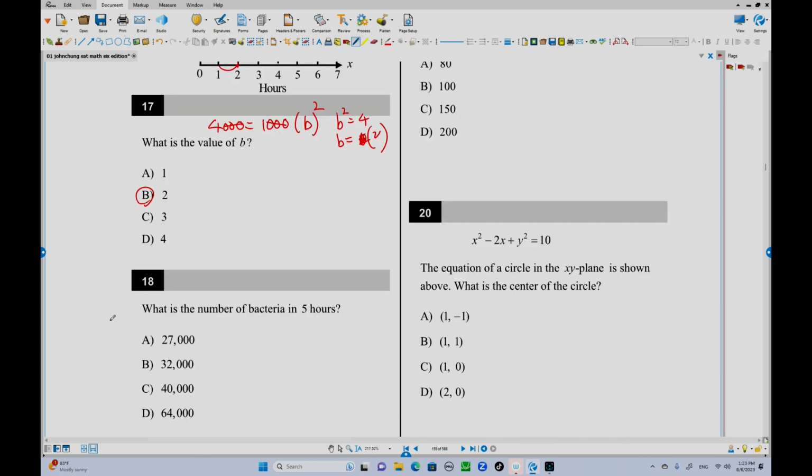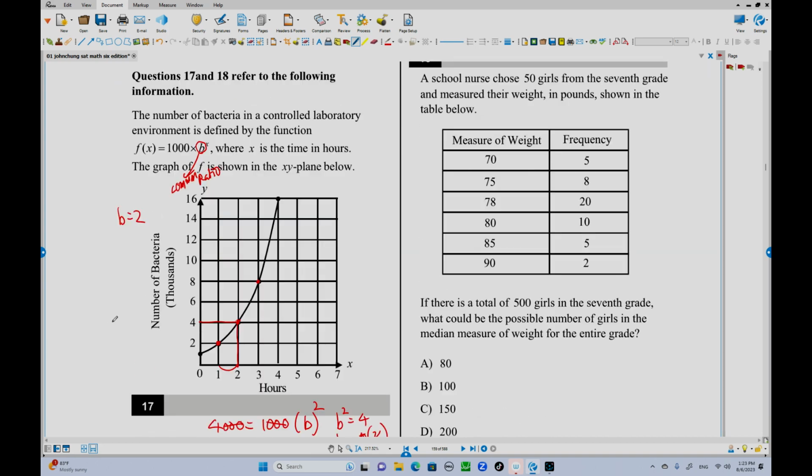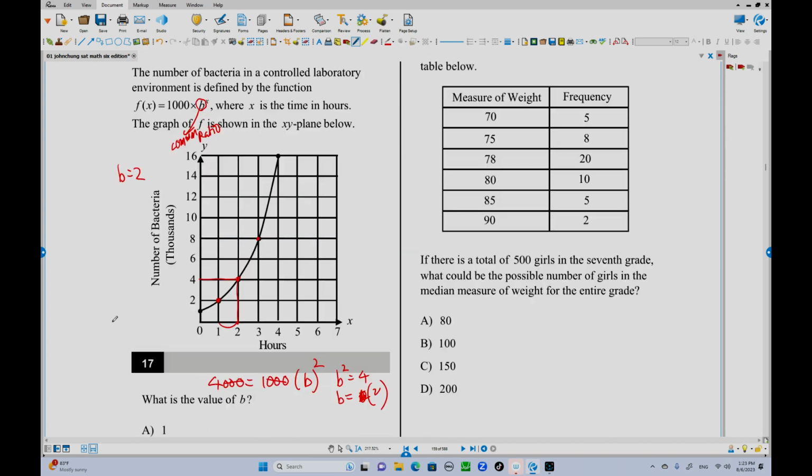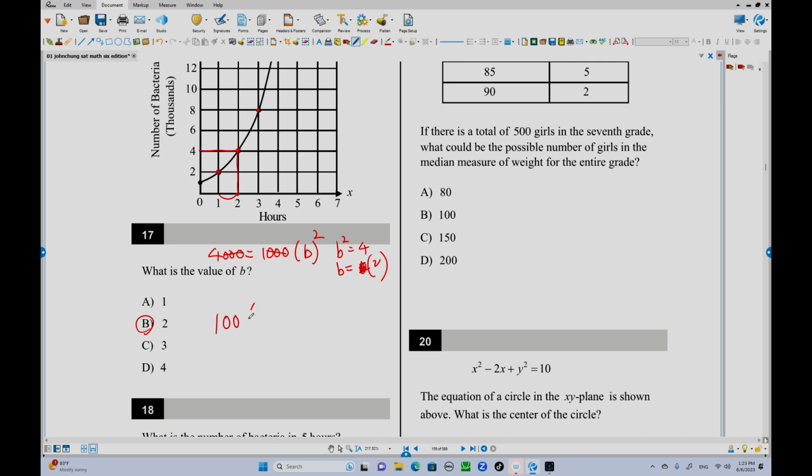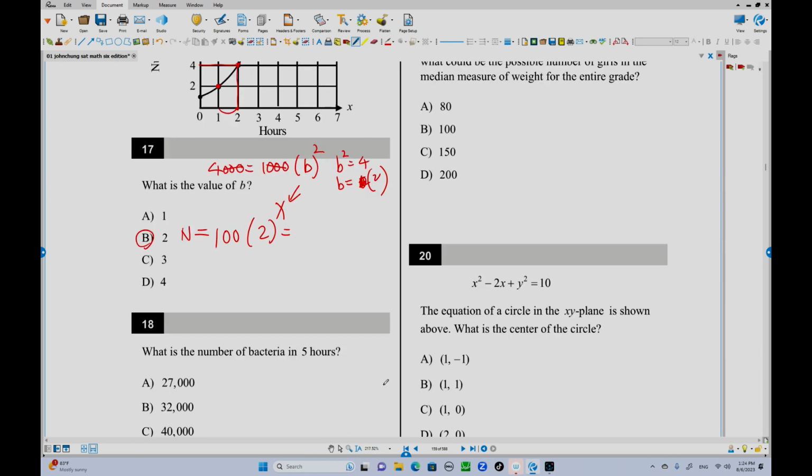The next one: what is the number of bacteria in 5 hours? You can use this formula. We already got the value here: 1,000 times 2 to the x. That is the bacteria number. For this, x is 5. So 1,000 times 2 to the 5th power. 2 to the 5th power is 32. So the number of bacteria will be 32,000. Choice B is the answer.